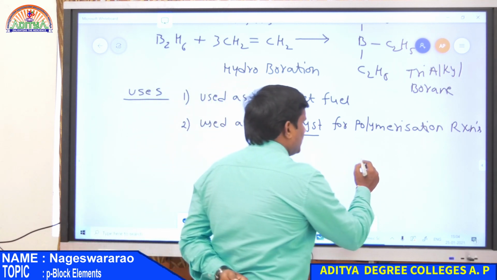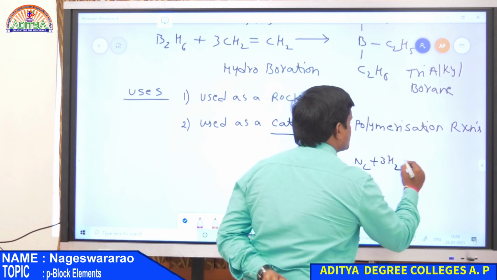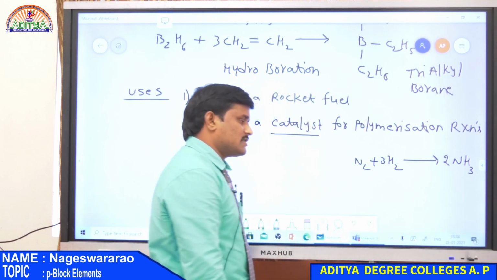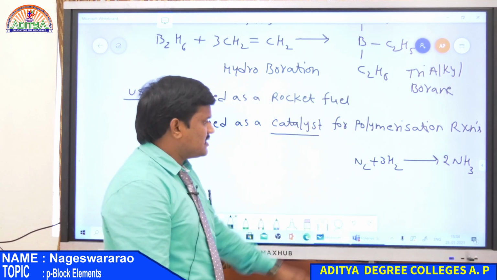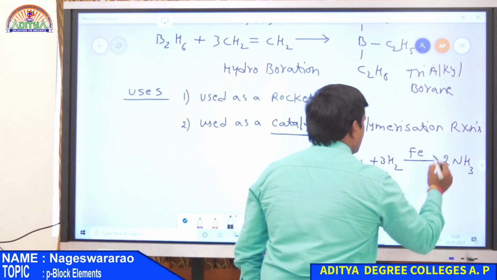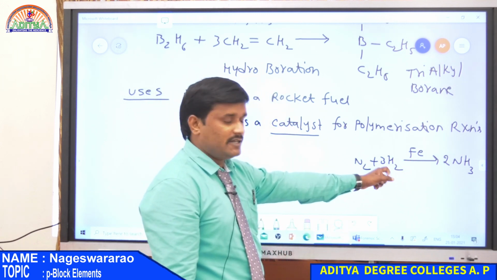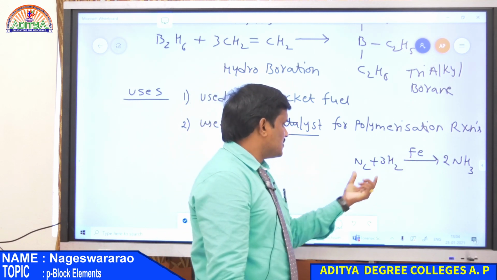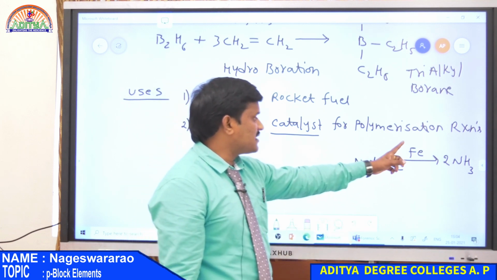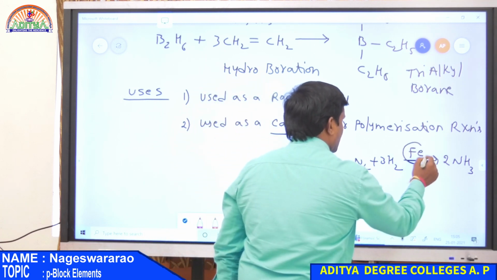For example, in the preparation of ammonia, N2 plus 3H2 gives 2NH3. This process is known as Haber's process for the preparation of ammonia. Generally this reaction is very slow, but in presence of iron, this reaction is very fast. Here iron is known as a catalyst. It does not get involved in the reaction, on the reactant side or the product side, but in its presence the rate of this reaction increases. That is why iron is known as a catalyst.